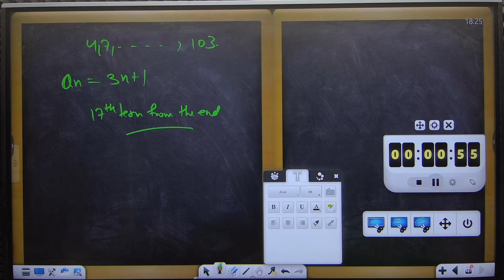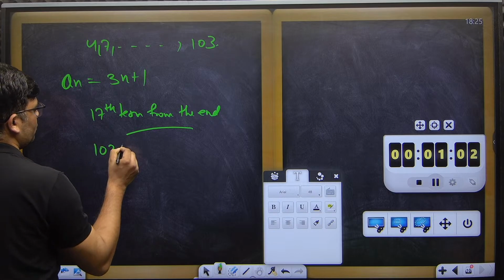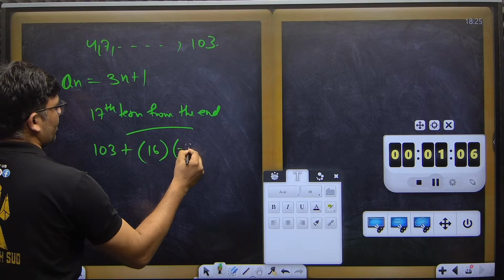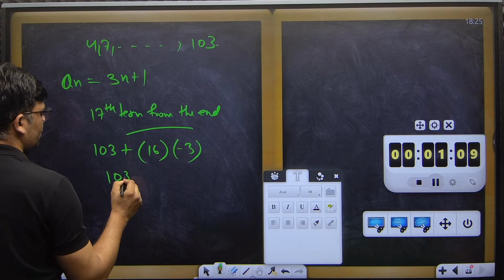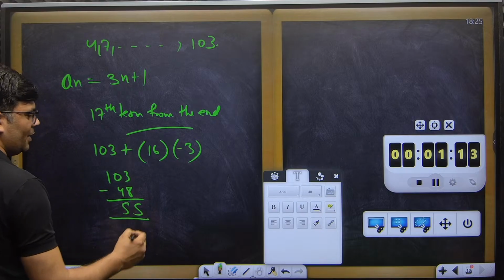55. Okay, I got two answers for 55. Everybody is getting 55. So 103 plus 16 into minus 3. So 103 minus 48. 13 minus 8 is 5. 9 minus 4 is 5.